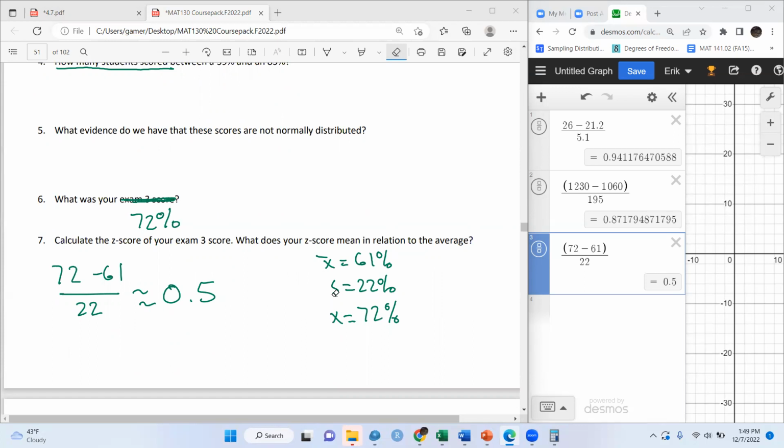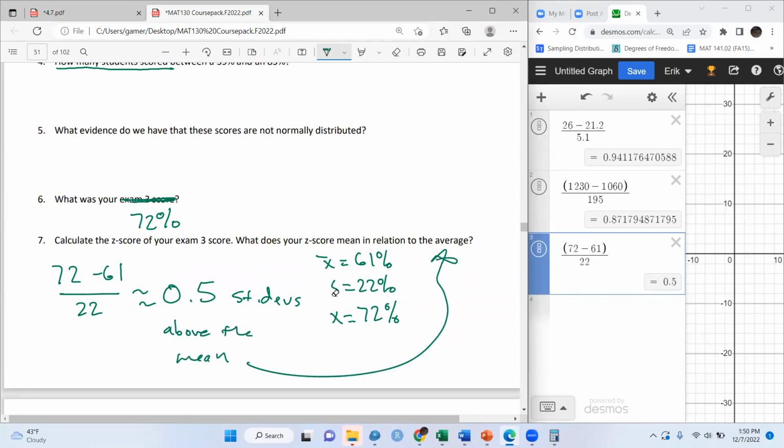That's the z-score, right? Good. So what does that z-score mean? How far we are away from the mean. That's it. So we're 0.5 standard deviations above the mean. There we go. That's what I'm asking you to say. 0.5 standard deviations above the mean. That's the answer to this question.